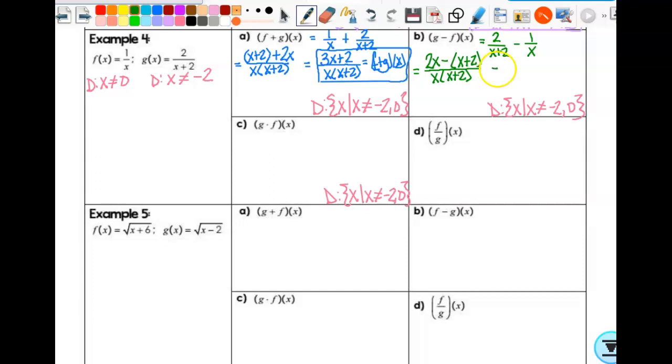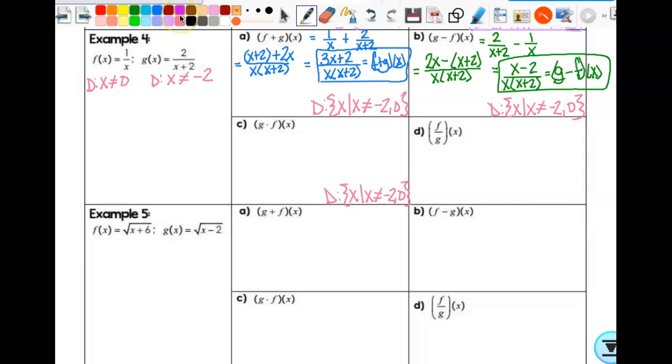So then this is going to give me, so 2x minus x is x, and then minus 2 over x times x plus 2. Can I cancel this x with this x? No. Can I cancel the x minus 2 with x plus 2? No. I mean, they're kind of close, but no. Okay, so this is equal to g minus f of x. Okay. What questions you got?